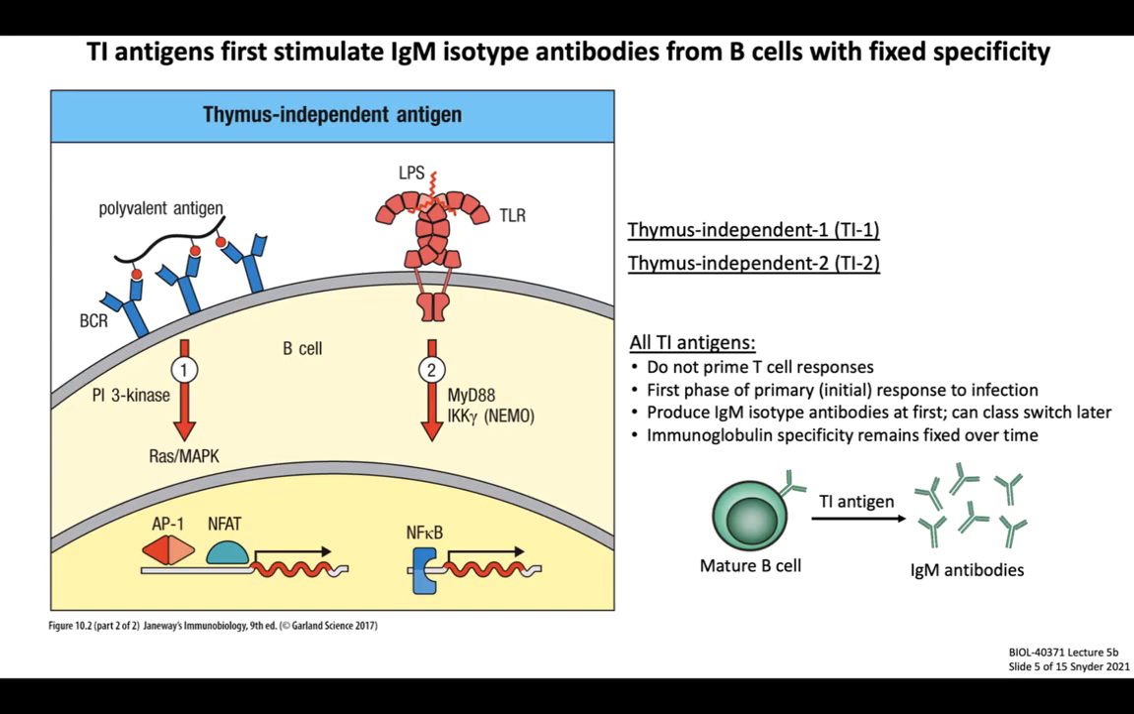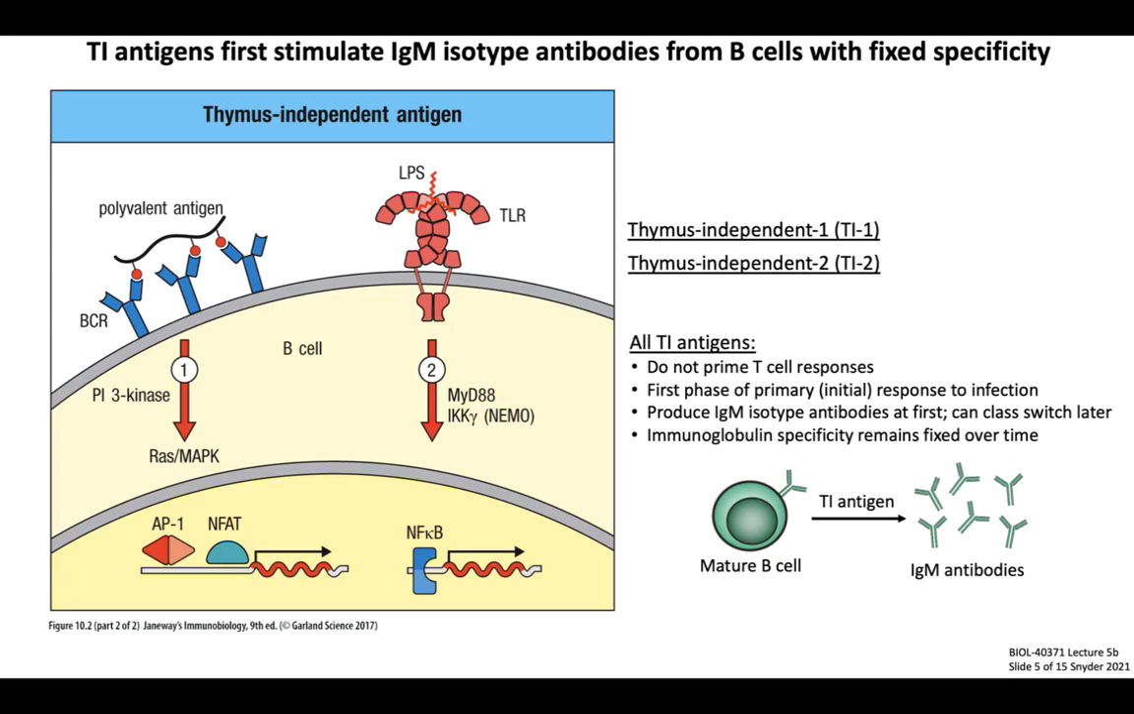Instead, I want you to focus on a few properties that are shared by both categories of thymus-independent antigens, since these will be important to compare to thymus-dependent antigens. Because Ti antigens do not require interactions between B cells and T cells for antibody production, they don't actually prime any sort of T cell response. Ti antigens stimulate B cell responses during the first phase of primary or initial infection, since responding B cells are capable of rapidly producing antibodies.